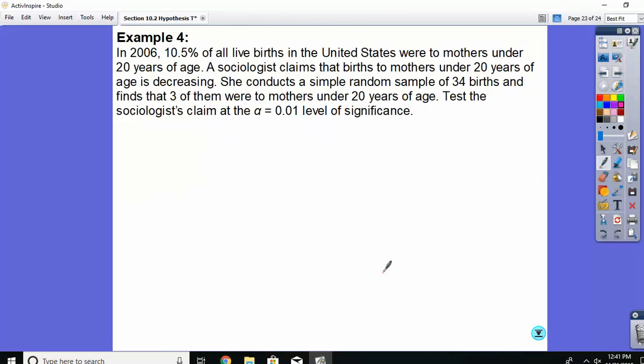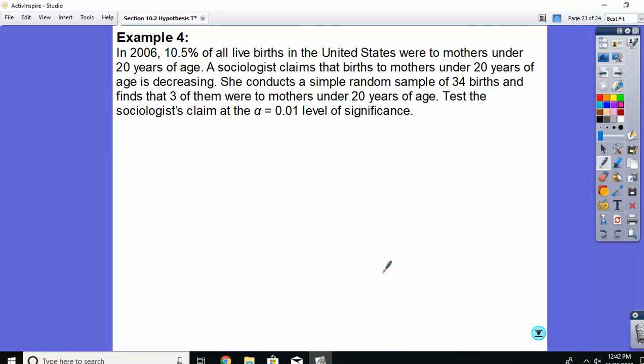In 2006, 10.5% of all live births in the United States were to mothers under 20 years of age. A sociologist claims that birth to mothers under 20 years of age is decreasing. She conducts a simple random sample of 34 births and finds that 3 of them were to mothers under 20 years of age. Test the claim at the 0.01 level of significance.